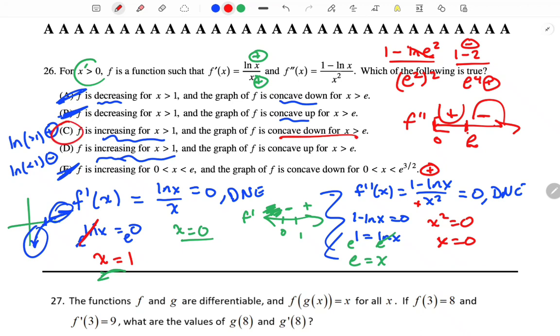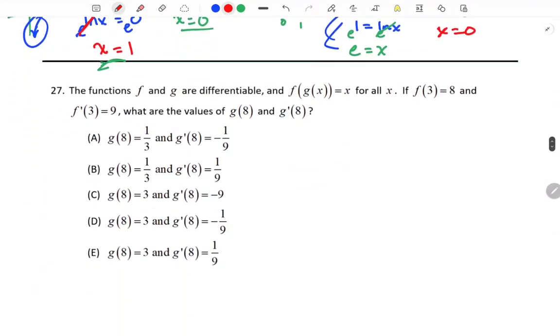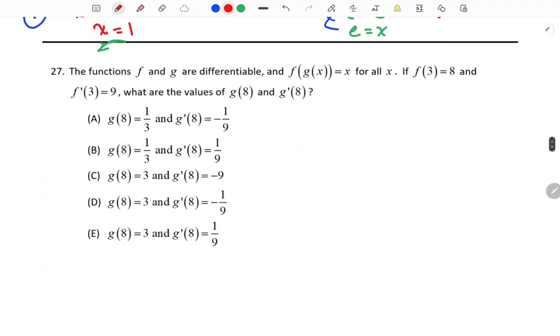Kind of tricky, and you definitely have to really know the graphs of e to the x or ln of x, but that's how you do that one.